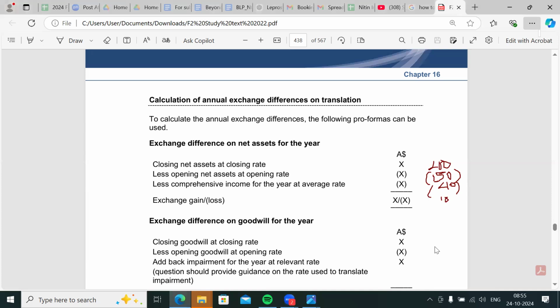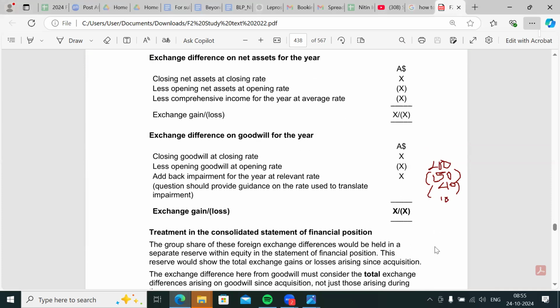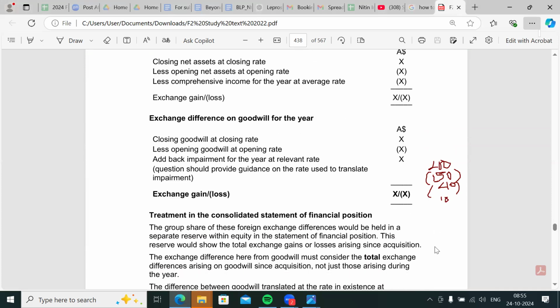Now, exchange difference on goodwill for the year. Closing goodwill at closing rate. Opening goodwill at opening rate. There's a difference. But there should be impairment also. Be careful of that. Correct? So what they're saying is add back. Why are they saying that?